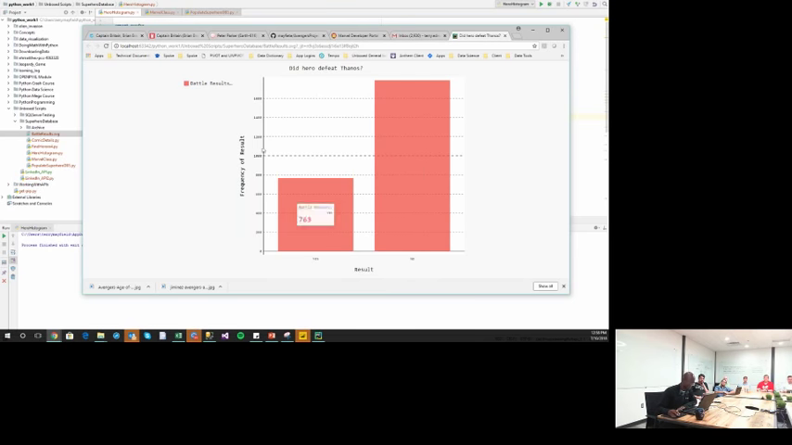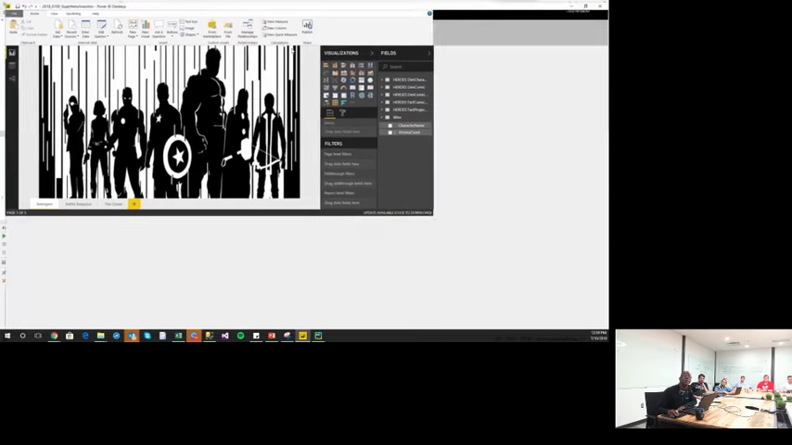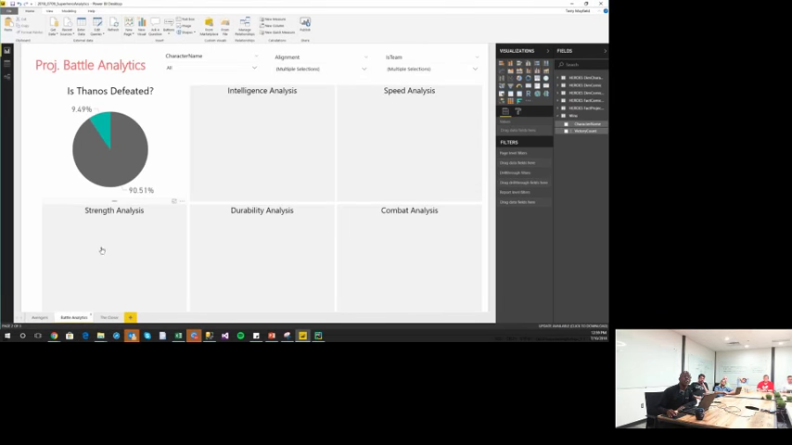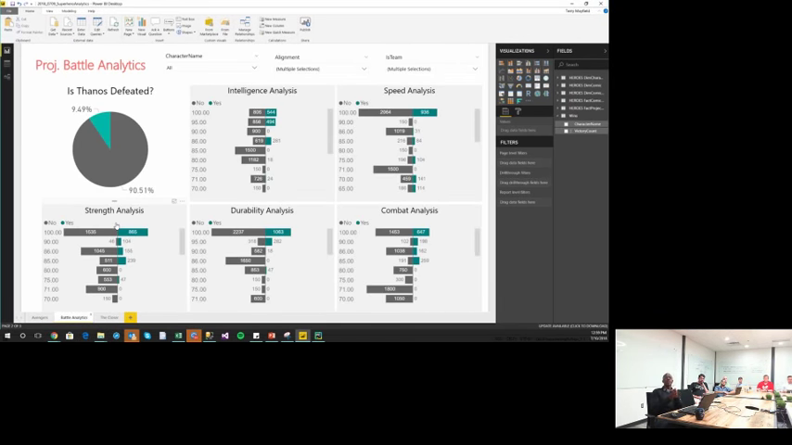All right. And then let's get real deep here. So I created this report about battle analytics. Looking at all the characteristics of each hero and all the projected results, let's look at the characteristics that mean the most to the ability to defeat Thanos. This shows, for all the characters who are either good or neutral, looking at just heroes, not teams right now, what percent of the time would they defeat Thanos? It's about 9% of the time.